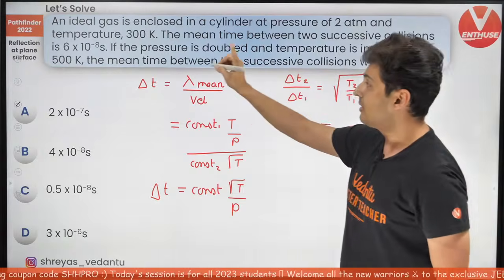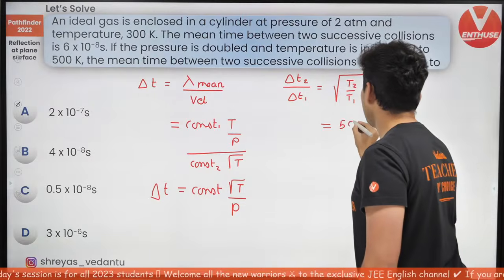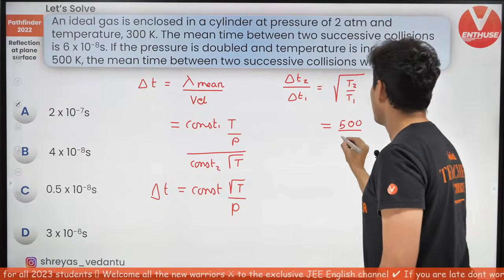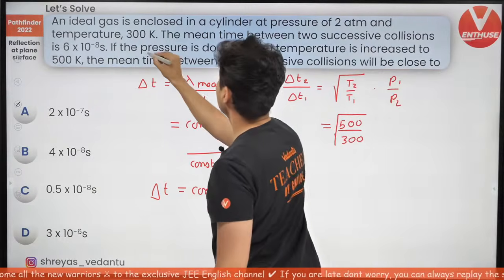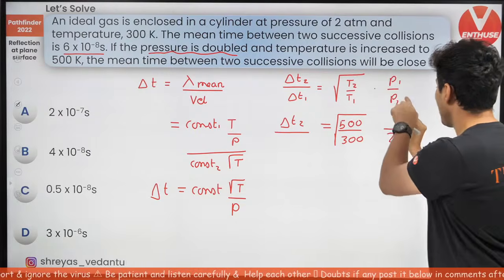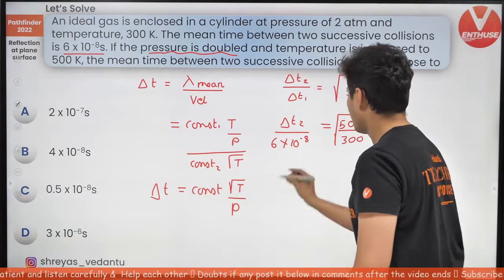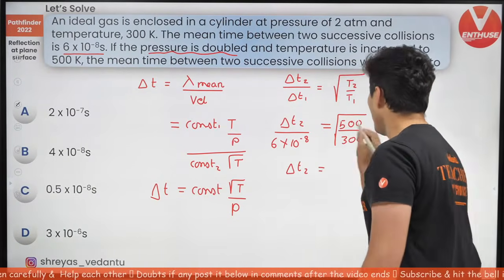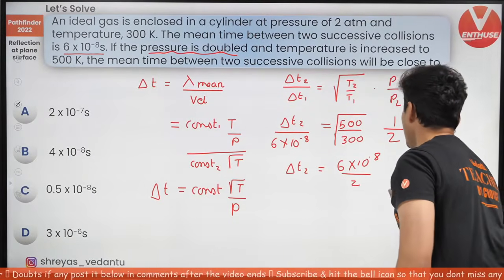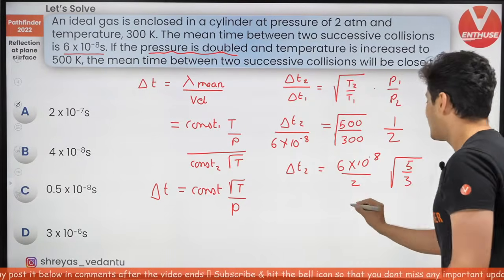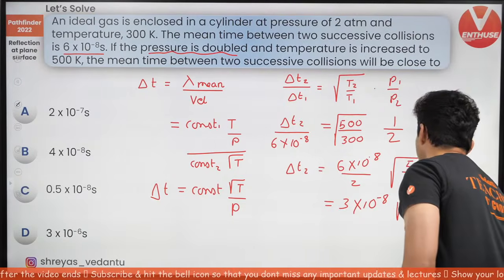What is the final temperature? 500. Initial temperature, that's 300, right? So it will be 500 divided by, initial temperature was 300, root of that, P1 by P2. The pressure is doubled. P2 is twice of P1, alright, and this delta T1 was 6 into 10 to the power minus 8. So therefore, delta T2 will be 6 goes on the top into 10 to the power minus 8 divided by 2 into root of 5 by 3. 6 by 2 is nothing but 3 into 10 to the power minus 8 into root of 5 by 3.